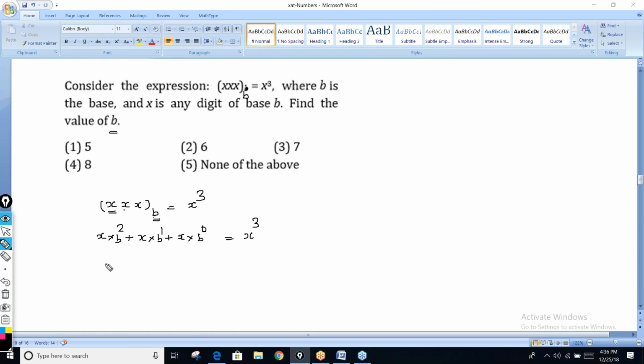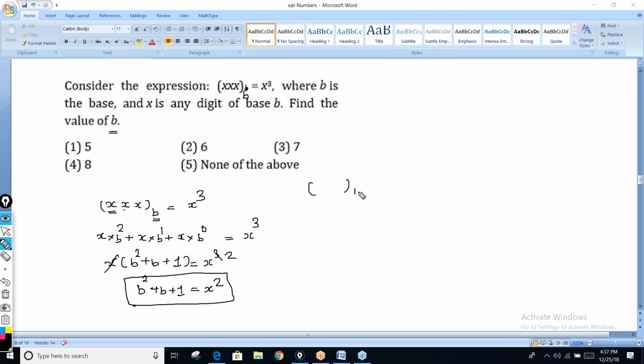Now can I take x common? If I take x common, I'll get b square plus b plus 1, that is x cube. So my question becomes b square plus b plus 1 is equal to x square, because one x will be cancelled. That is my question. Now you know that in a particular base, the digits which we can write have to be less than the base. Suppose if the base is 5, I cannot write 5. I can write maximum till 4.